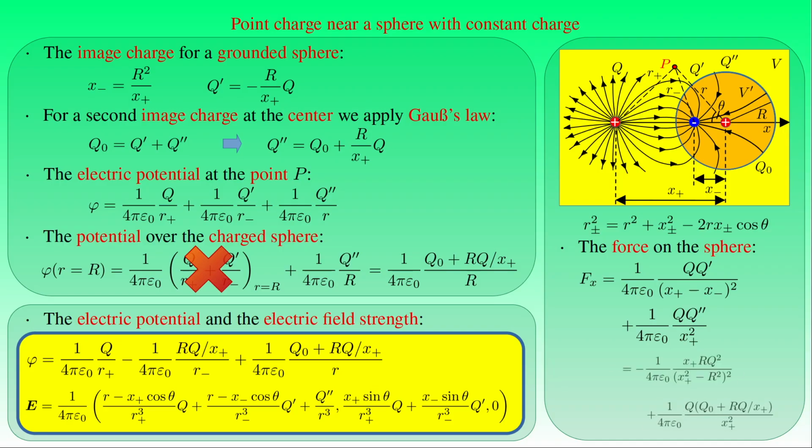We already expressed the first term in terms of the charge q, the distance x sub plus and the radius capital R in the example with the grounded sphere, and we obtained minus 1 over 4 pi times epsilon naught times x sub plus times capital R times q squared over the square of the difference between x sub plus squared and capital R squared. We can also substitute the expression obtained for q double prime into the fraction in the second term, and write it as 1 over 4 pi times epsilon naught times q times the sum of q naught and capital R times q divided by x sub plus, over x sub plus squared. The opposite signs in front of the two terms show that the force attracting the charged sphere is reduced by the electric field due to the constant charge q naught over the sphere.